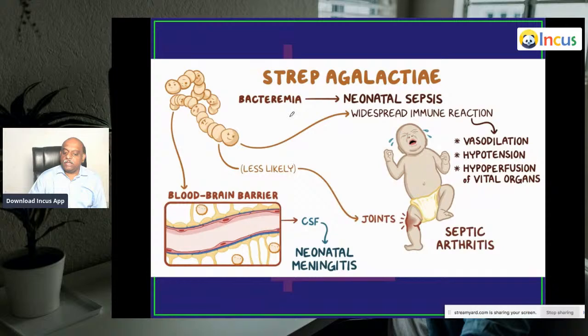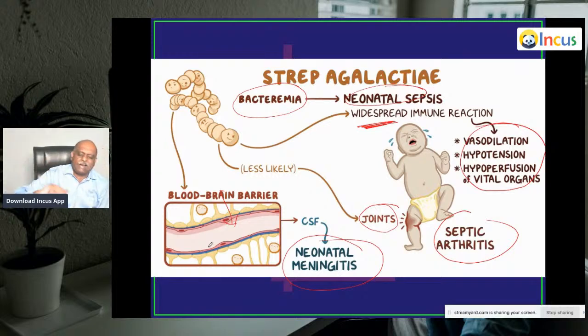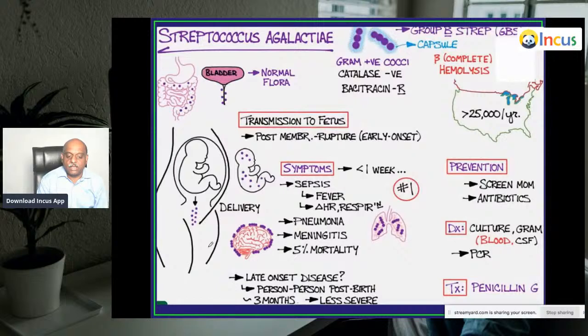So Streptococcus agalactiae: bacteremia, neonatal sepsis, and it can lead to a widespread immune reaction with vasodilation, hypotension, hypoperfusion, etc. It can involve the joints, leading to septic arthritis. It can cross the blood-brain barrier and lead to neonatal meningitis. It's the spectrum of the clinical conditions caused by Streptococcus agalactiae that you need to remember.